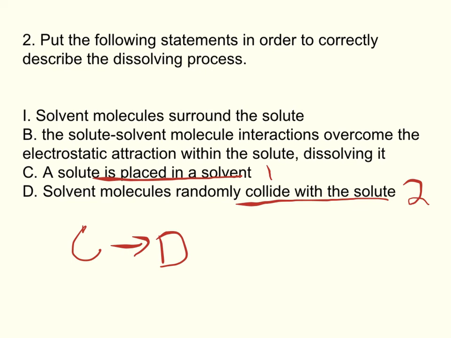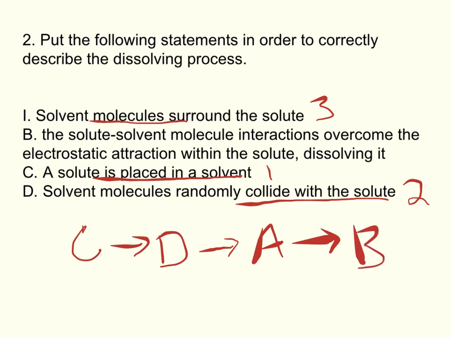Once they randomly collide, you're going to have a bunch of solvent, a bunch of water, surround the solute. And once enough of them surround the solute and the solute-solvent interactions are stronger than the solute-solute interactions, then this guy is going to dissolve. So the correct answer would be C, D, A, B.